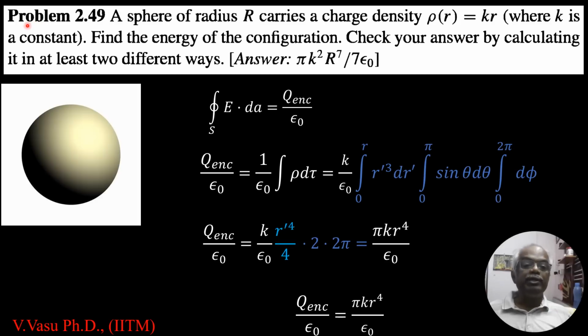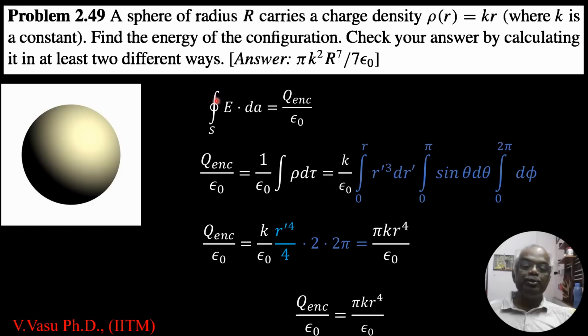Today we will solve problem 2.49 of Griffiths 4th edition, Introduction to Electrodynamics. The problem 2.49 is: a sphere of radius r carries a charge density rho of r, which is equal to kr, where k is a constant. Find the energy of the configuration. Check your answer by calculating it in at least two different ways.